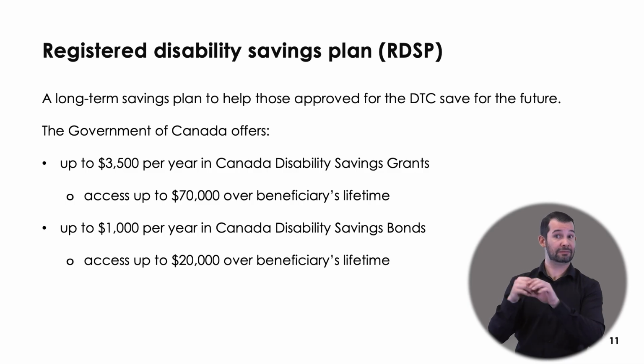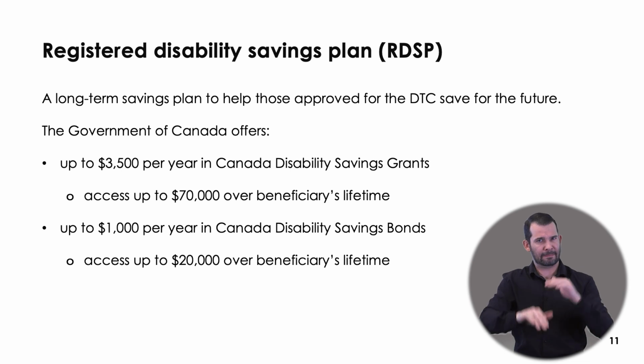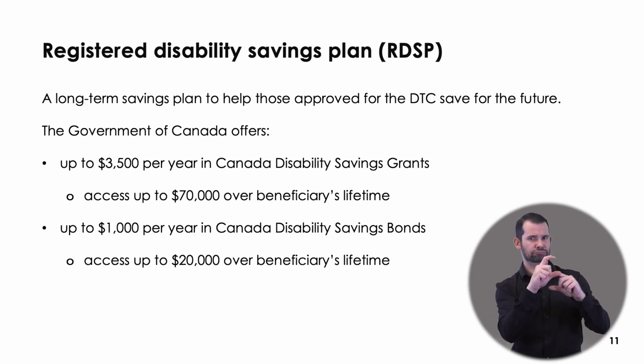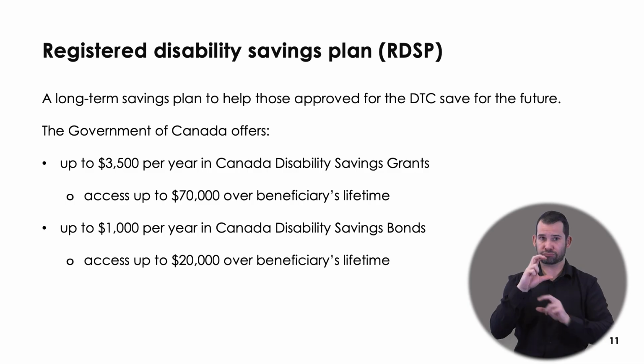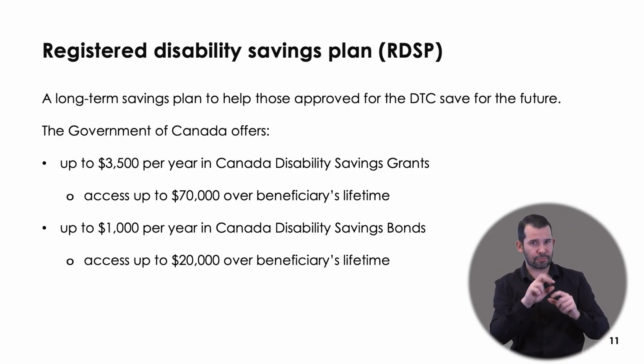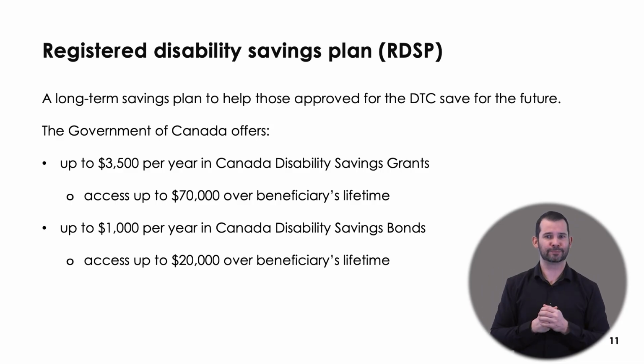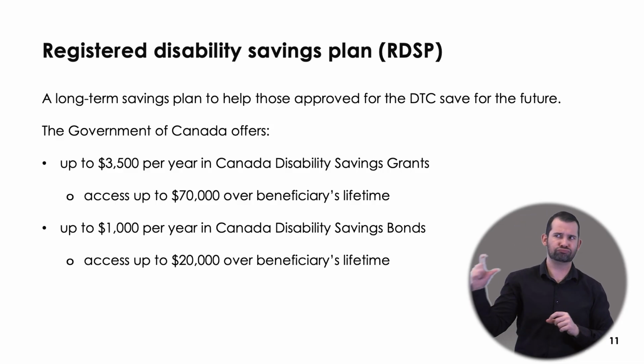A registered disability savings plan, or RDSP, helps those who are approved for the DTC save for their long-term financial security. The government will pay a maximum of $3,500 in matching grants in 1 year and up to $70,000 over the beneficiary's lifetime. For eligible modest income families, the government will also pay into the RDSP with the Canada Disability Savings Bond of up to $1,000 per year for a maximum of $20,000 over the beneficiary's lifetime. No personal contributions are necessary.